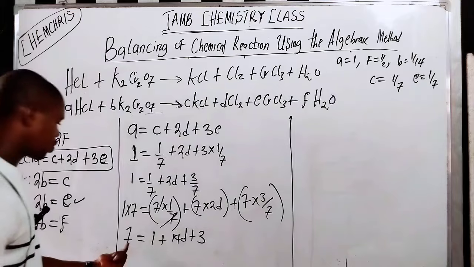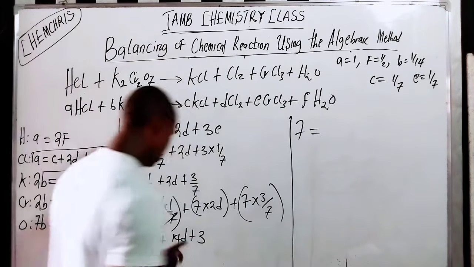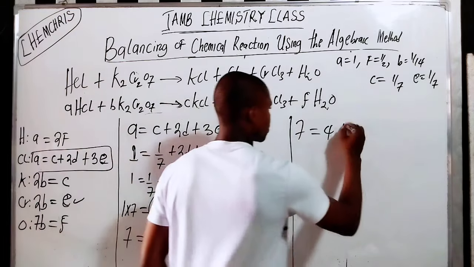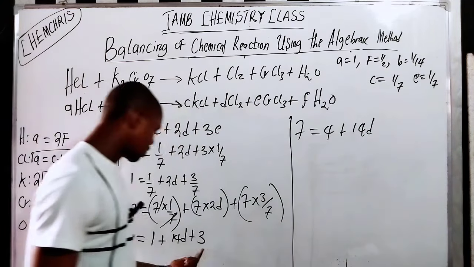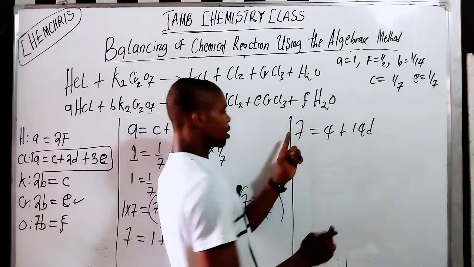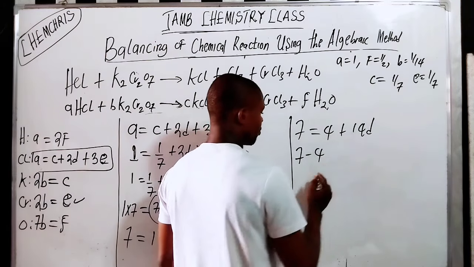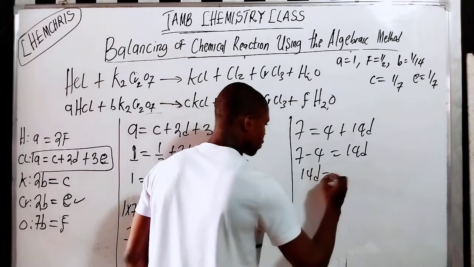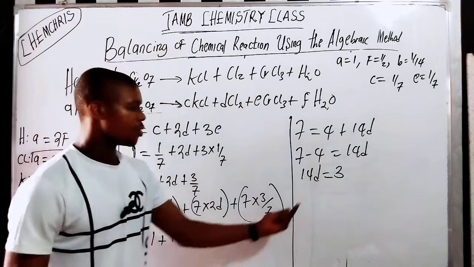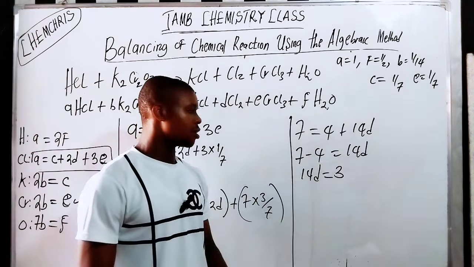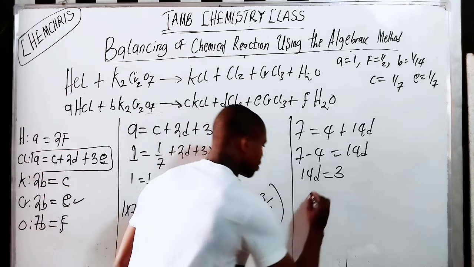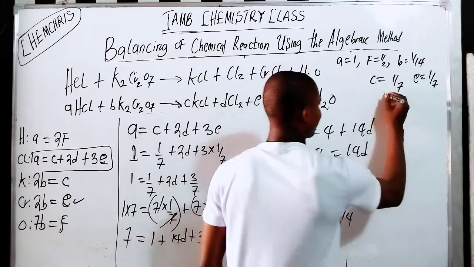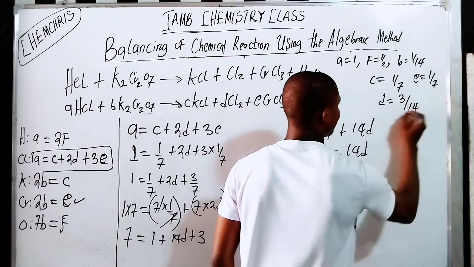So what do you have here? 7 equals 1 plus 3, which is 4, plus 14D. So 7 minus 4 equals 14D, which is 3. So 14D equals 3, because 7 minus 4 is 3. So my D is going to be 3 over 14. So D equals 3 over 14.